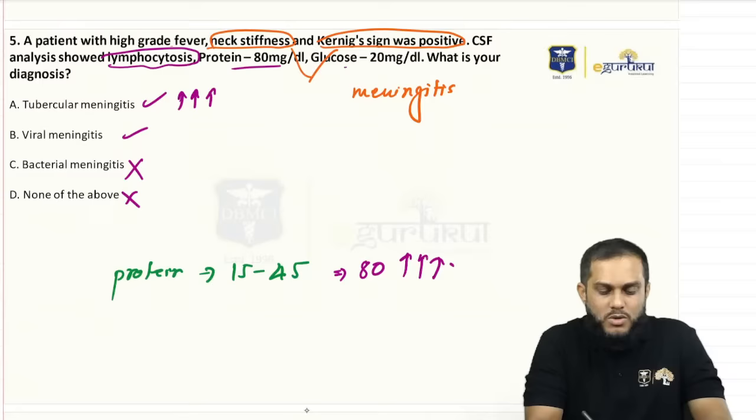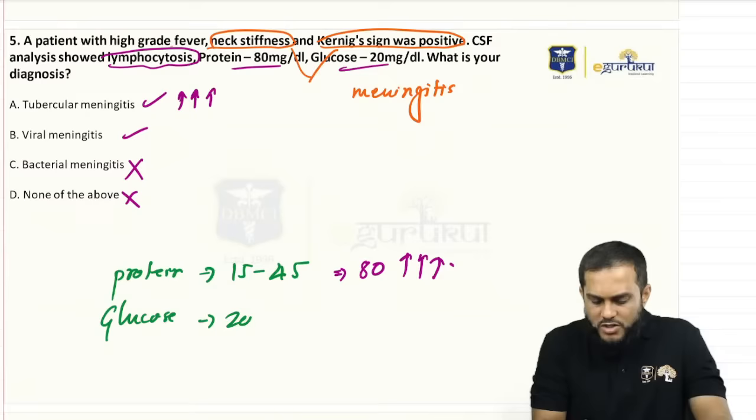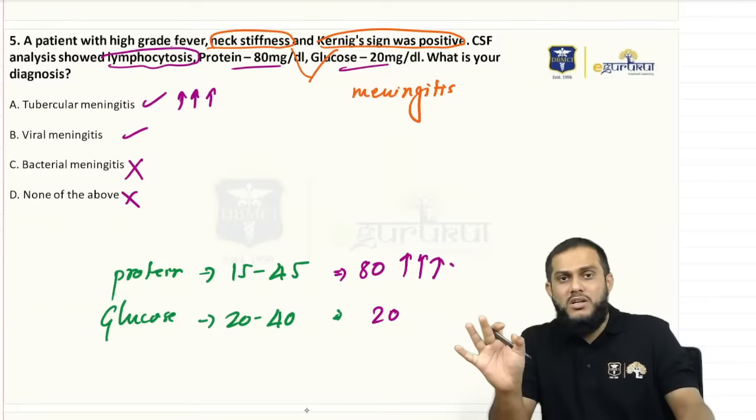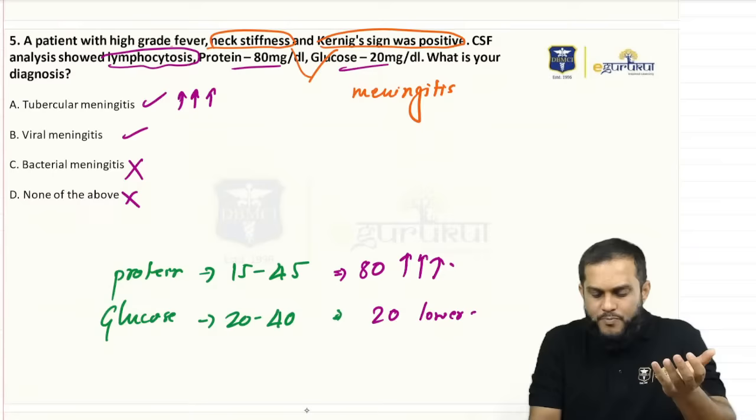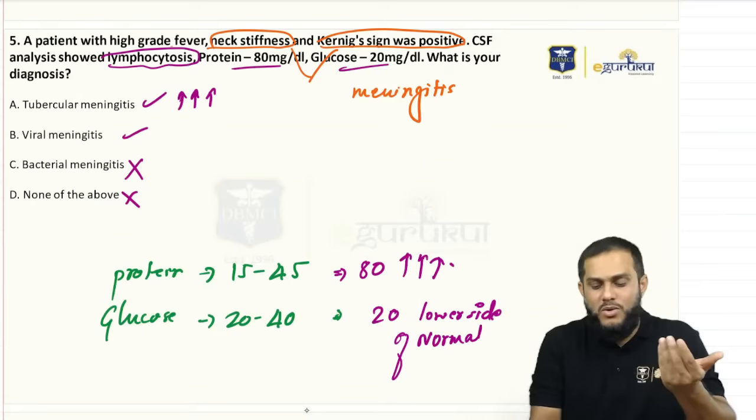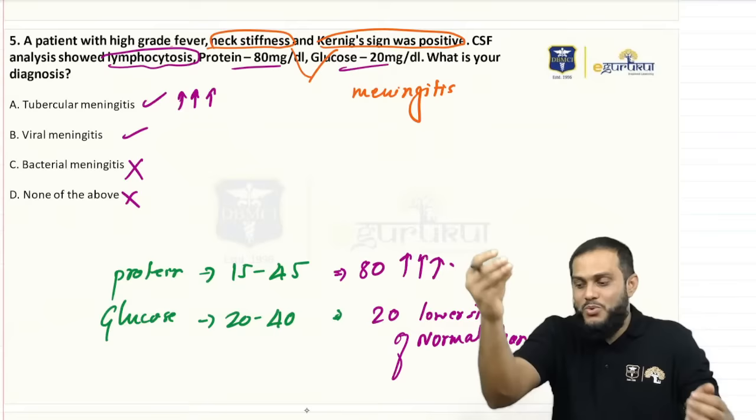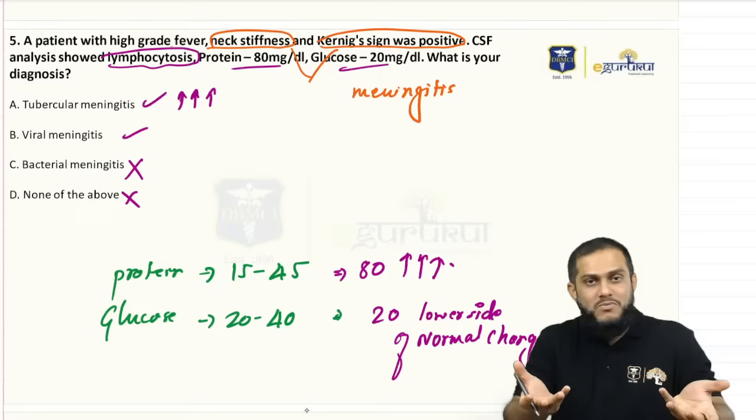Then glucose is 20. The normal range of glucose is 20 to 40 milligram per deciliter, and here glucose is given 20. It lies within the normal range, no doubt, but towards the lower side of the normal range, towards the decreasing side. I don't know exactly whether it was 20 or not, that is what students told me. It might be less than 20. Guys, if you know, you can comment whether glucose was 20 or they directly mentioned low glucose, high protein. These are the numbers I got from the students.